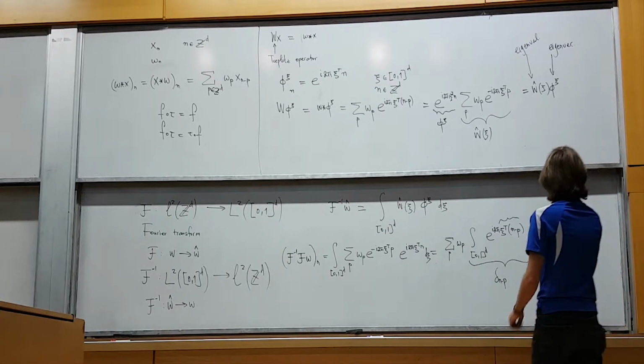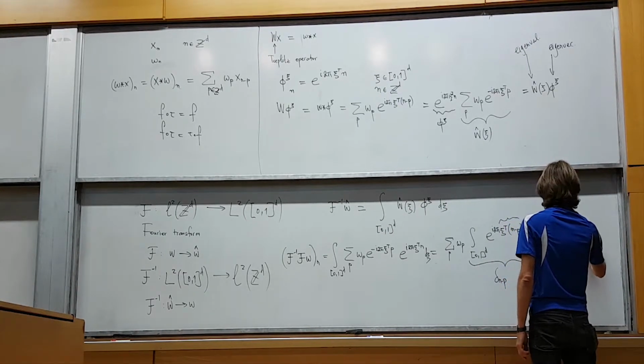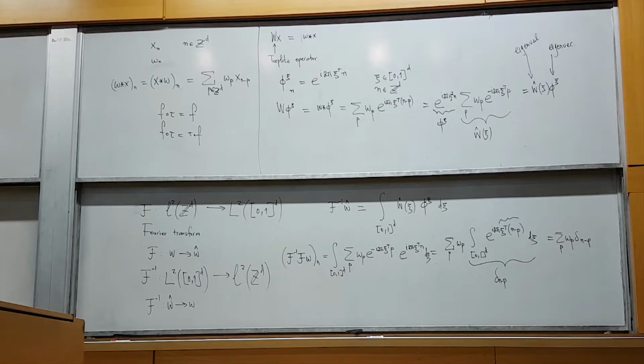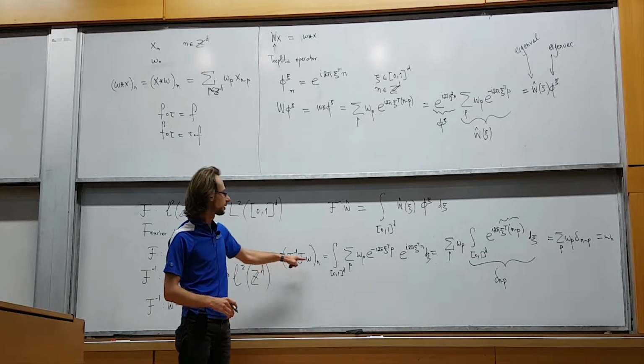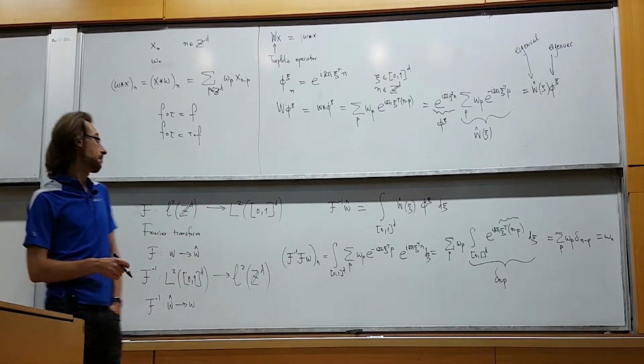So basically, I'm left with a sum over p of w_p delta(n minus p), which translates to w, right? So it's w. This is exactly what I wanted to prove, right? Because basically, this action of F and F inverse gives me w. Okay.